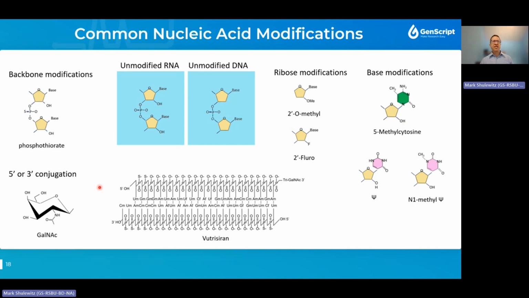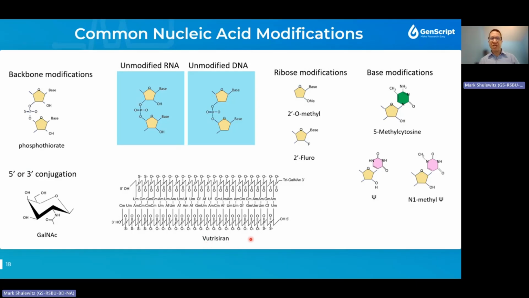Finally, another type of modification can include things like GalNAc addition. It doesn't necessarily stabilize the siRNA, although it can stabilize the end that it is attached to. But more importantly, GalNAc conjugation can target siRNAs for delivery to the liver. So if the siRNA or antisense oligo needs to function in the liver, adding GalNAc is an excellent way to get it there. And just shown here is an actual real-life siRNA, vutrisiran.